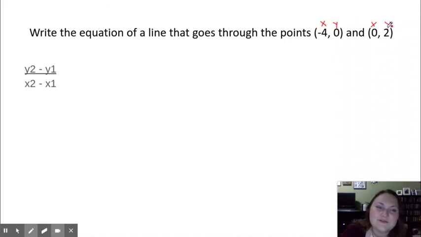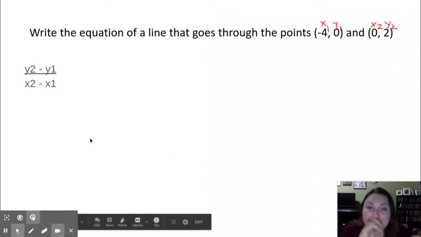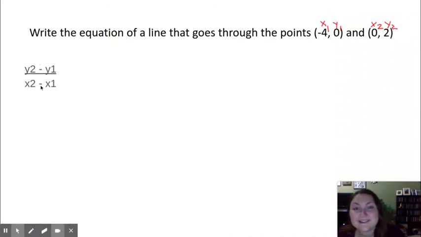The 1s and 2s, if you want to say this is the first point, that's fine. If you want to say this is the first point, that's fine. But whatever you're saying the first point is, you're going to label both of them with 1s. And whatever's your second point, you're going to label them both with 2s. So this is an example of how you could label them. I recommend labeling them because a mistake a lot of students make is substituting these numbers into the wrong spots in the slope formula.